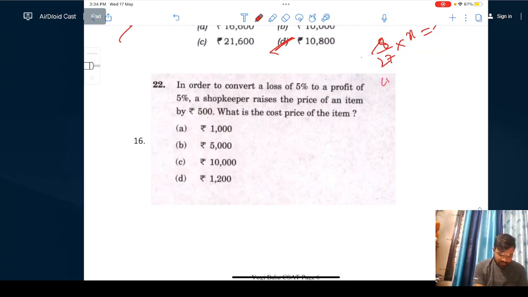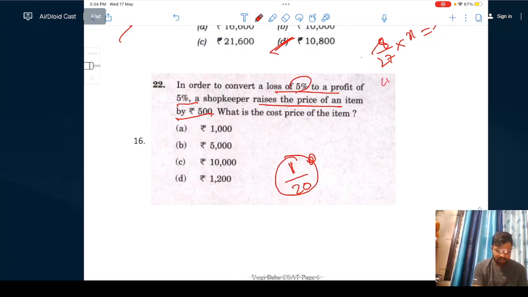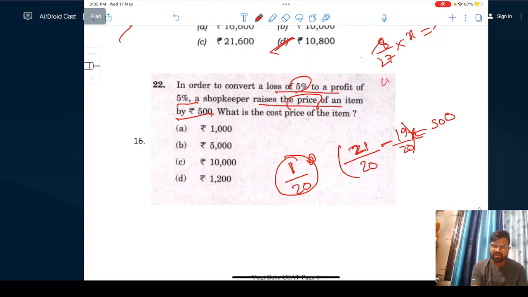In order to convert a loss of 5% to a profit of 5%, the shopkeeper raises the price of an item by 500 rupees. See, what is a profit of 5%? 5% means 1 by 20. So for profit the selling price will become 21 by 20, and for loss it will become 19 by 20. The difference is given as 500. Suppose X is the CP.